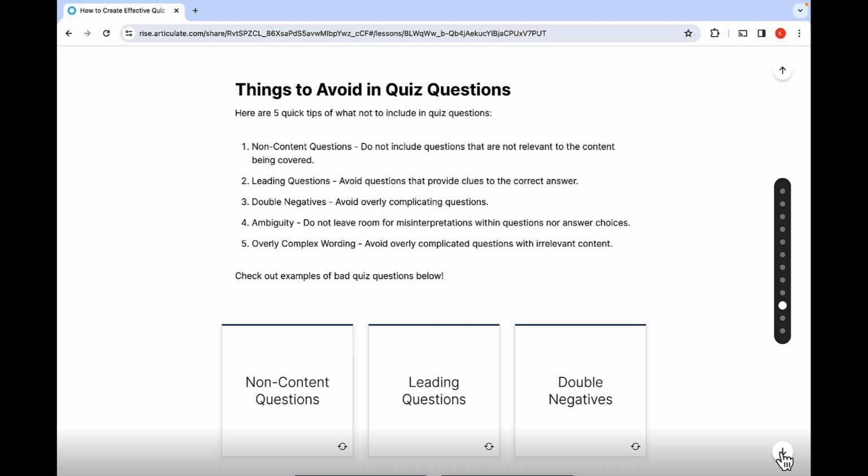Ambiguity in questions can lead to multiple interpretations, resulting in unfair assessments. Overly complex wording can obscure the intended focus of the question, making it difficult to demonstrate their knowledge. Check out these bad quiz questions below.